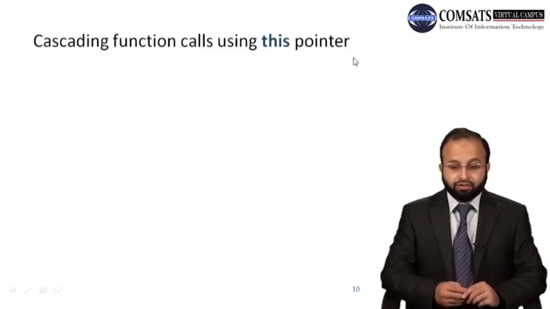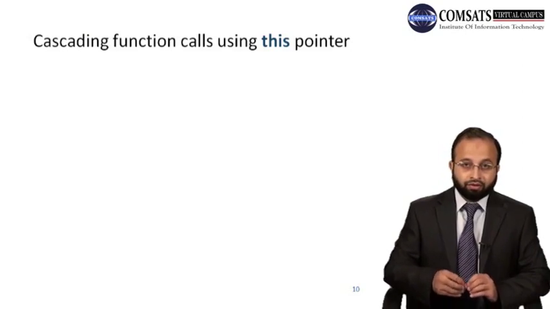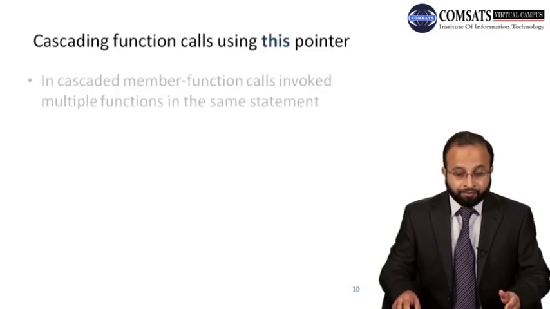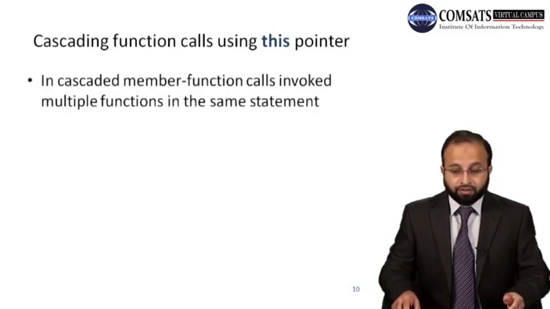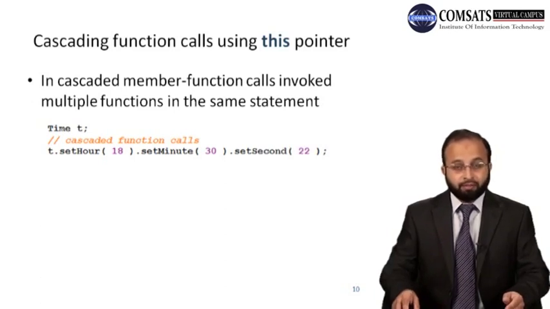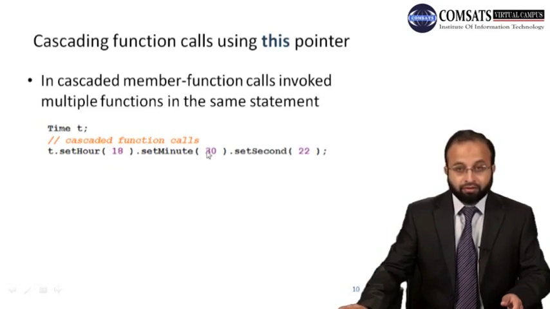Now, cascading function calls using the this pointer. Cascading means you are calling one function, then another function, then another function, and so on. In cascaded member function calls, you invoke multiple functions in the same statement. For example, we have an object of class Time, and the name of the object is t. So we can have these cascading function calls: t.setHour(18), .setMinute(30), .setSecond(22), right?